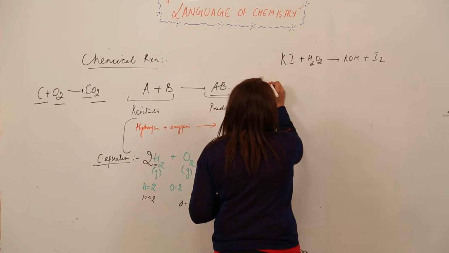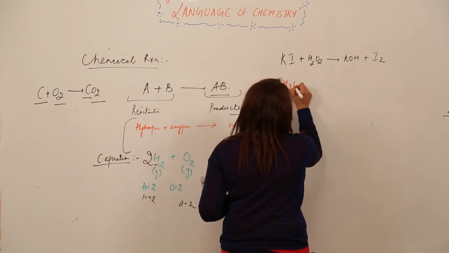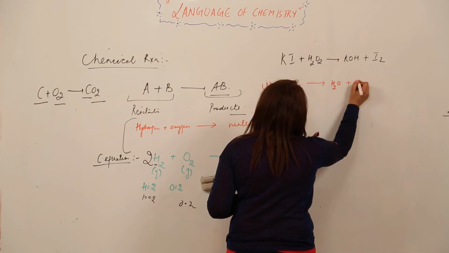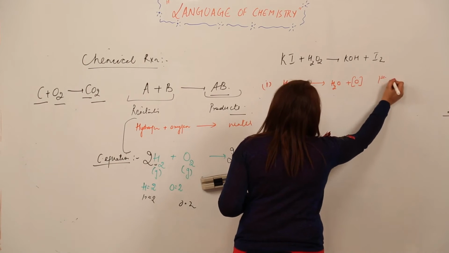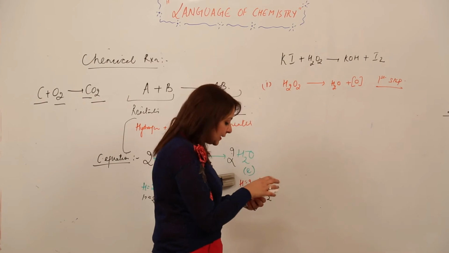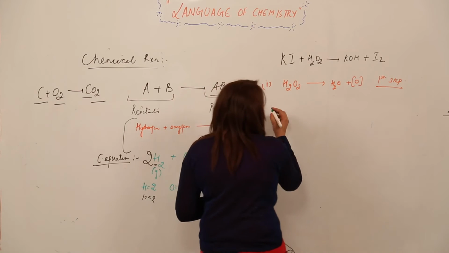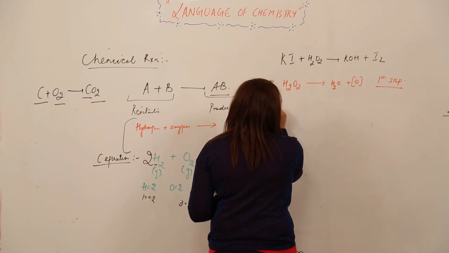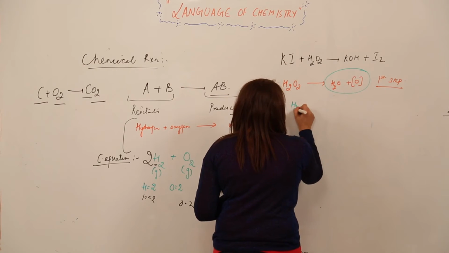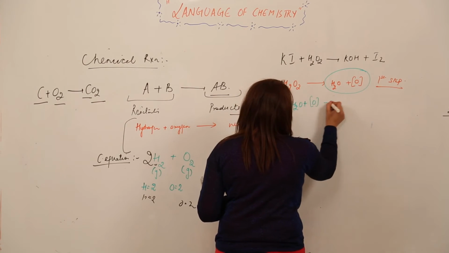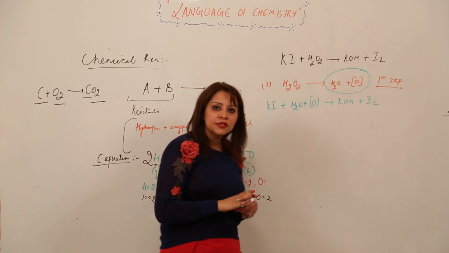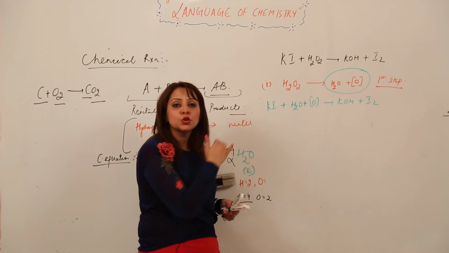The first step I am splitting up is the decomposition of hydrogen peroxide into water and nascent oxygen. So that means in the first step this has taken place, right. And in the second step I am writing that the potassium iodide is reacting with this H2O and nascent oxygen to form KOH and I2. So that means this reaction is occurring in these two steps.